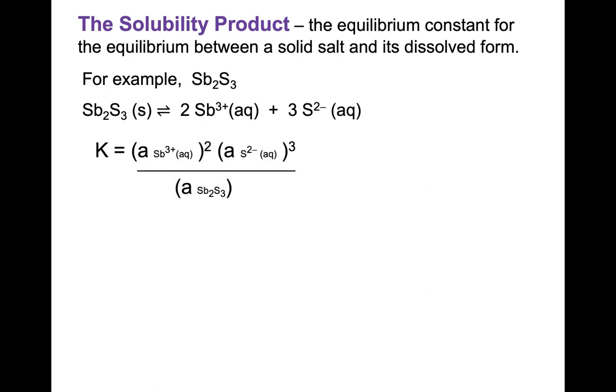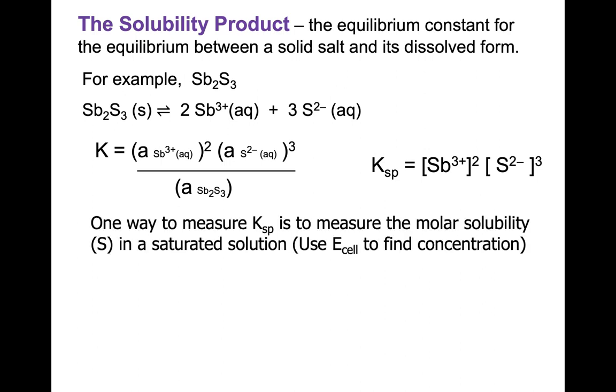Then we can write the equilibrium constant, K. So it's always the same, right? Activity of products over reactants raised to their stoichiometric coefficients. For antimony sulfide, this simplifies, right, to the concentration of antimony ions squared times the concentration of sulfide ions cubed. And we put the little SP there to remind us that what we've got going on here is a solubility product, solid as the reactant, dissolved ions as the product.